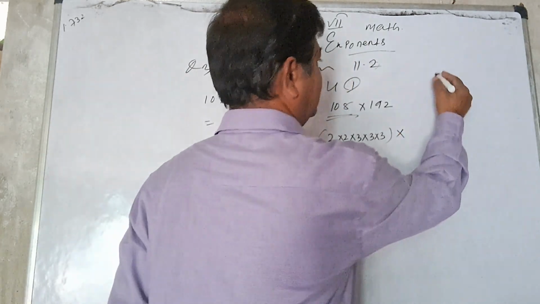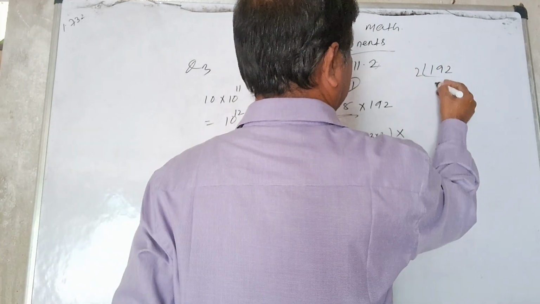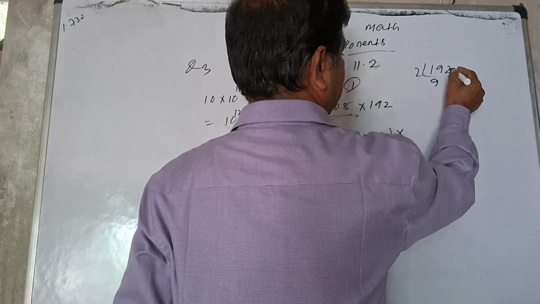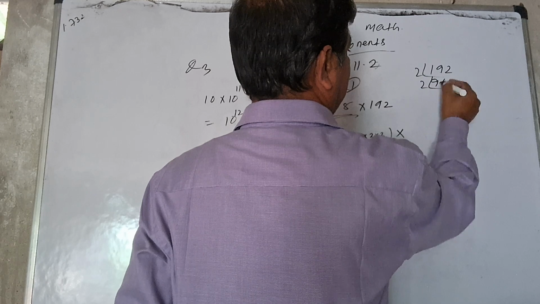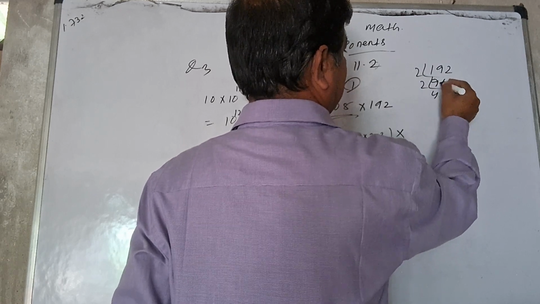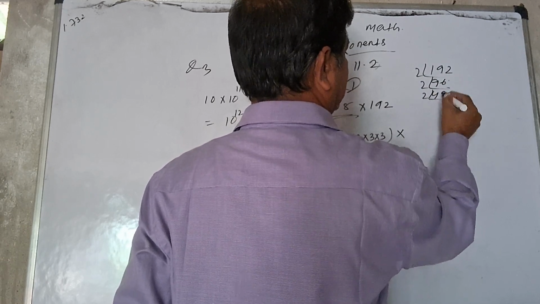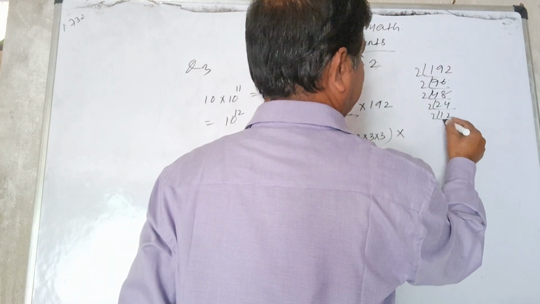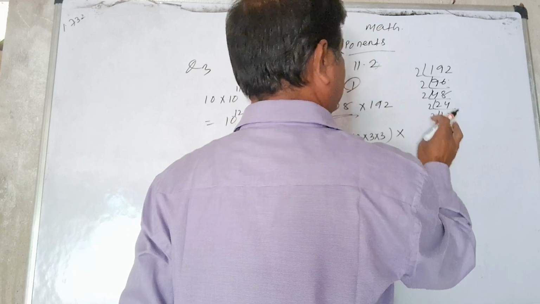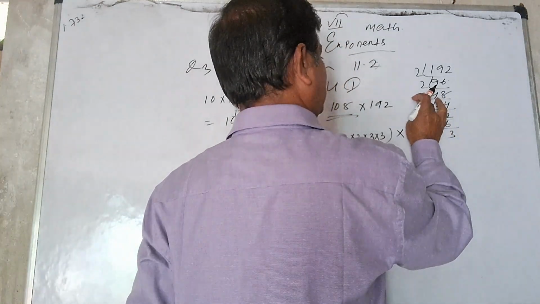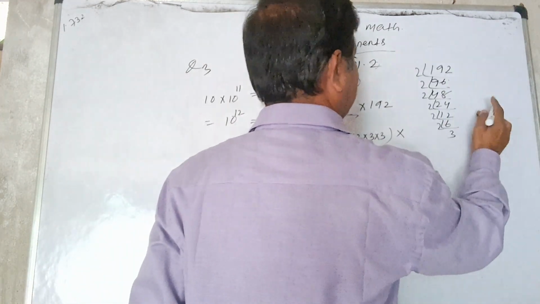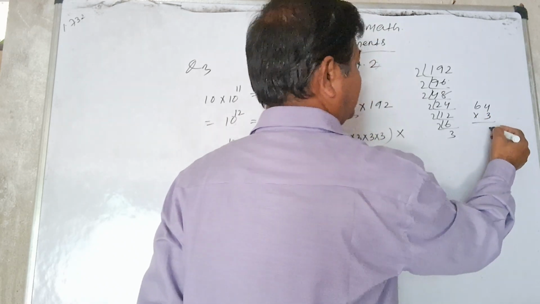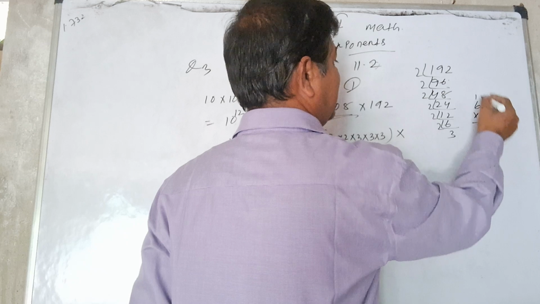192: take 2, 2 nines are 18, here it is 96, 2 into 48, 2 into 24, 2 into 12, 2 into 6, 2 into 3. So 2 to the 6 into 3.